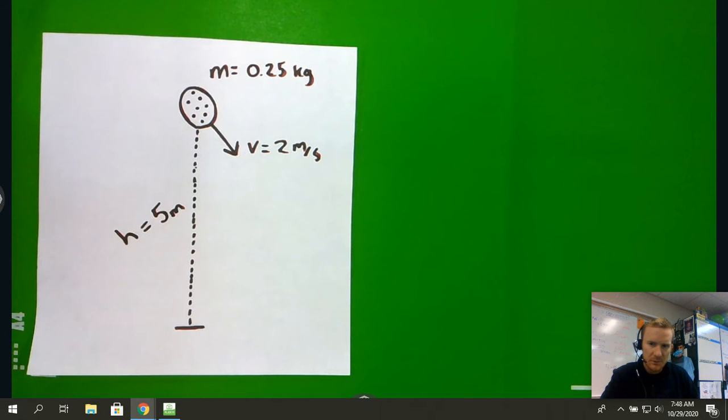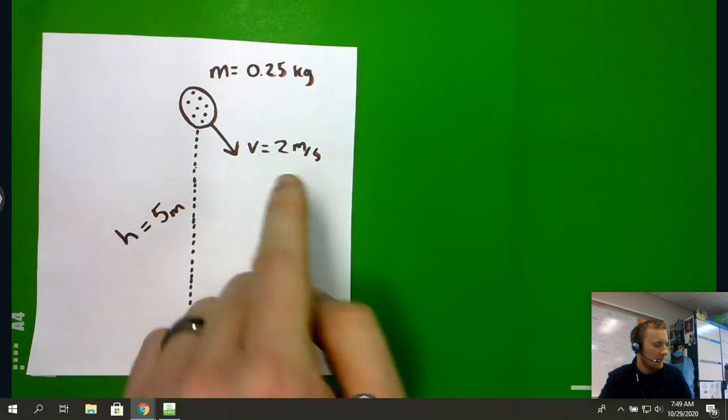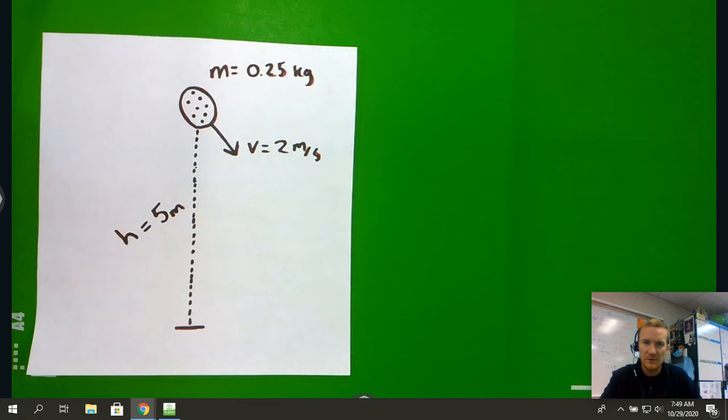Now, it didn't really say which direction it was going. It didn't say it was going straight down or to the left or to the right. But remember, when we're talking about energy, the direction doesn't really matter. Everything's scalar. So I've just written in all the values as we see them, and this is what we can kind of start working with.